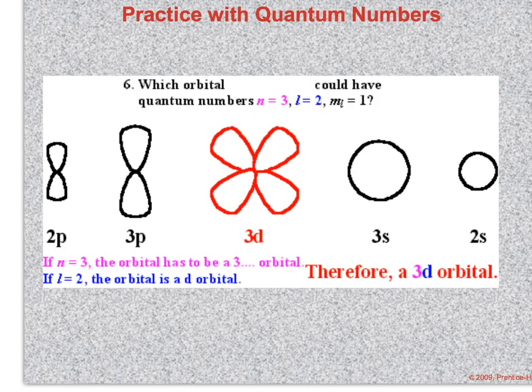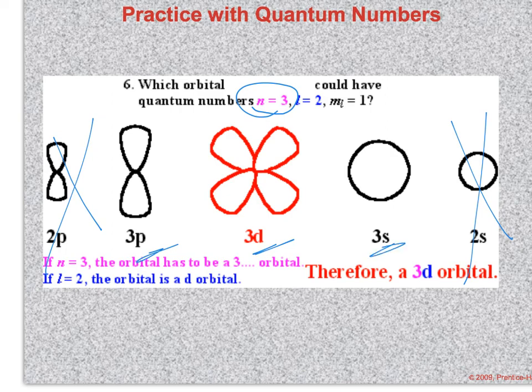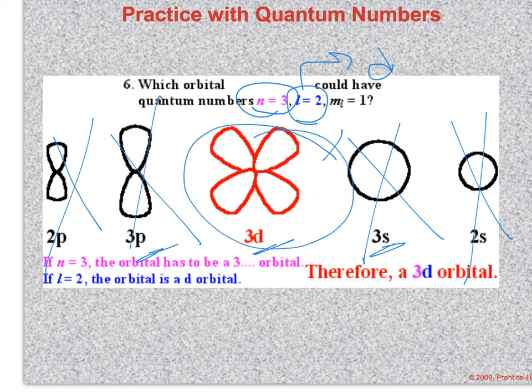We were told that the n value has to be 3, so we're talking about the 3rd energy level. Immediately we can cross out any orbitals that are not in the 3rd energy level. So it has to be one of these 3, if not all of them. Then we look at the L value. If L equals 2, what type of sublevel are we talking about? We are talking about a D sublevel, so we can immediately cross out the S and P. And so the only one that matches all of these quantum number designations is the 3D orbital.